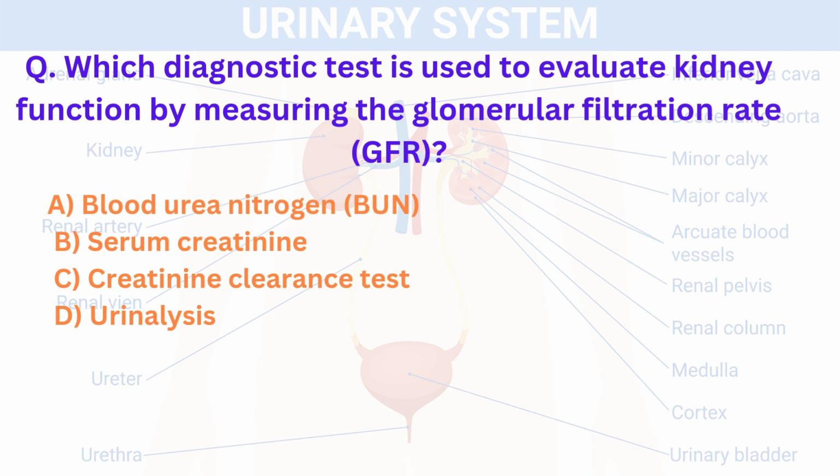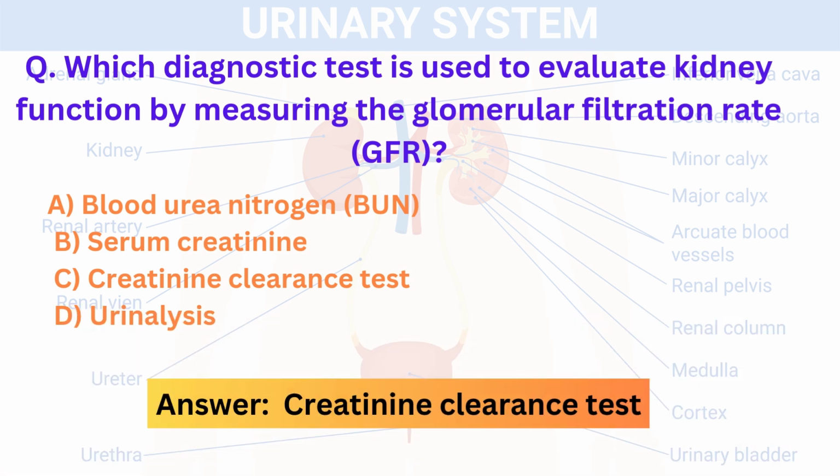Then creatinine clearance test measures the rate at which creatinine is cleared from the blood by the kidneys, that provides an estimate of glomerular filtration rate. Then urine analysis, it evaluates urine for any abnormalities like presence of protein, glucose, or any infections, but it does not measure glomerular filtration rate. Hence, the correct answer is creatinine clearance test. Creatinine clearance test is used to evaluate kidney function by measuring glomerular filtration rate.